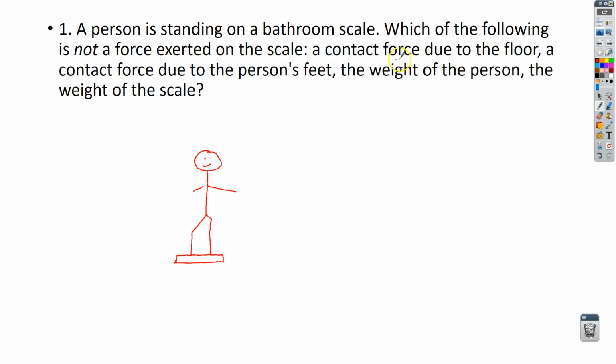The first one they talk about is the contact force due to the floor. So I'll actually draw the floor here also. And there is, for the scale, a force from the floor. So here's our scale. We're just going to put S for scale. There is a force on the scale getting pushed up, so that is the force of the floor, and then there is a force pushing down on the floor, and that would be the force of the scale. So that one is fine.